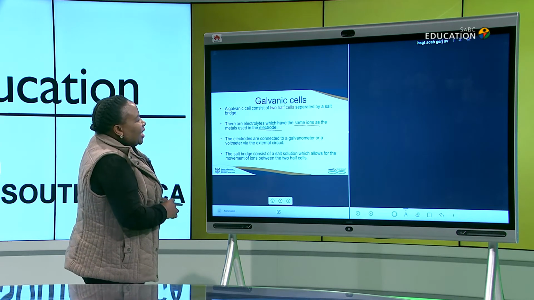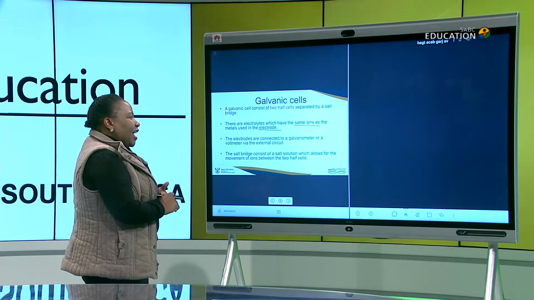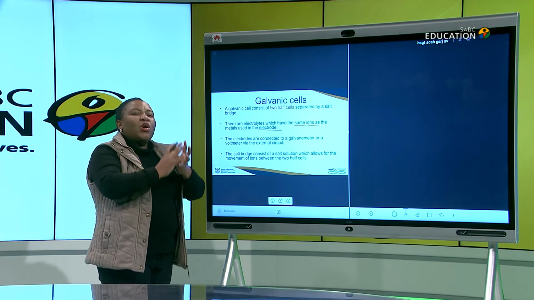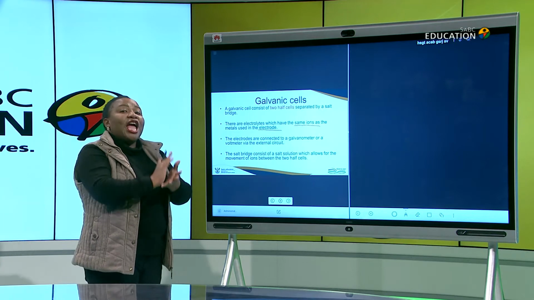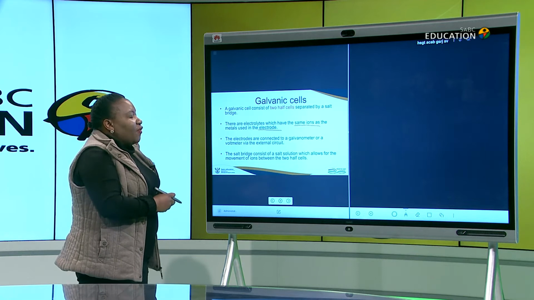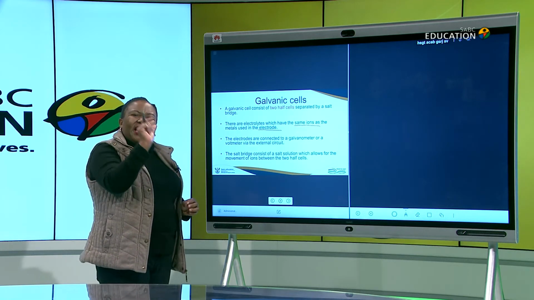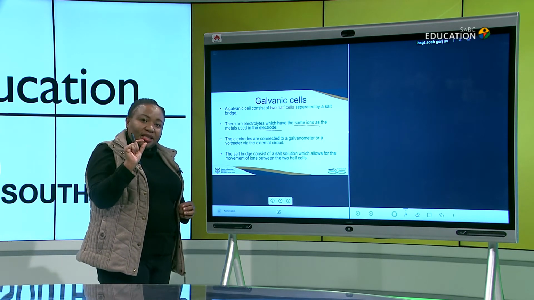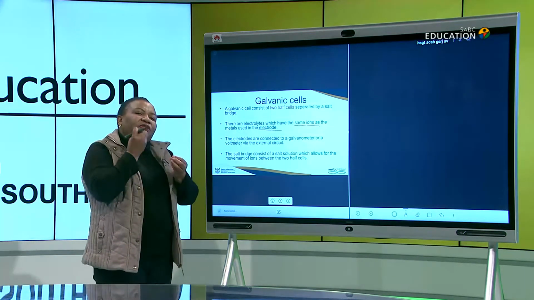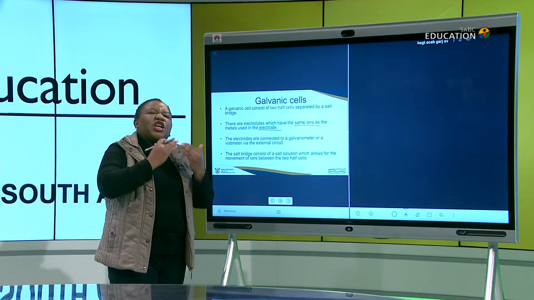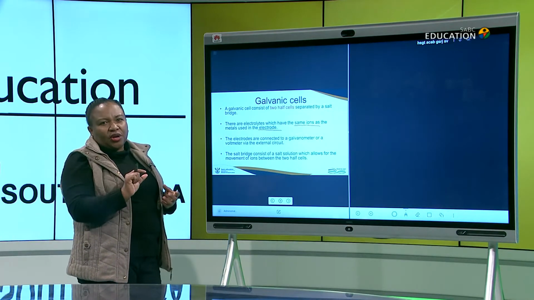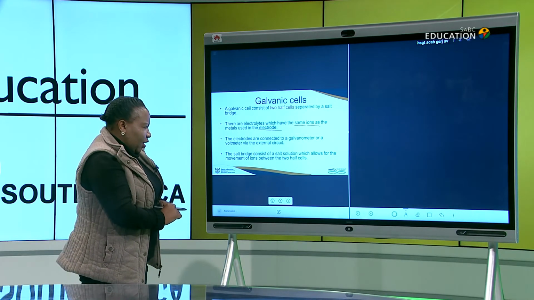The electrodes are connected to a galvanometer or a voltmeter via the external circuit. We will look at an example of a galvanic cell, and we will explain what we mean by the external circuit and also the internal circuit. They are connected by that galvanometer, which is used to detect even the smallest amount of current. A voltmeter is sometimes not user-friendly in a galvanic cell, because if the current is too little, a voltmeter sometimes cannot even detect it. But a galvanometer is very accurate and can detect even a little amount of current that is flowing.